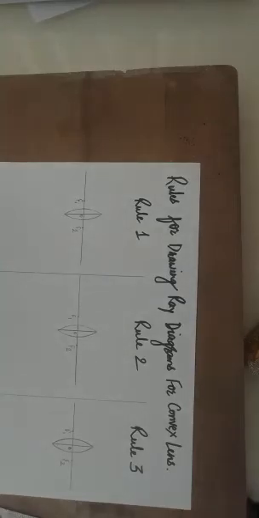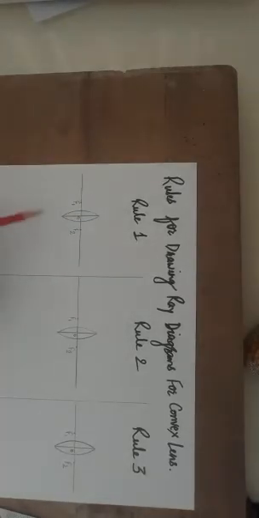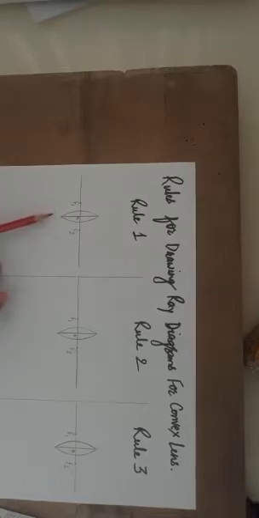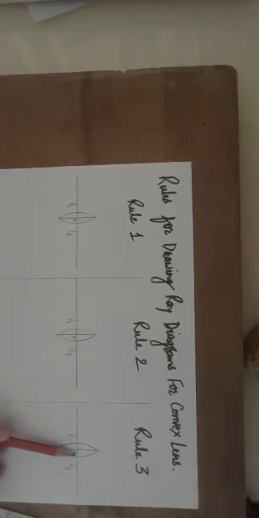In this video, we are going to study the three rules that are used for making the ray diagrams for convex lenses. So here I have just drawn the convex lens. Principal axis I have shown. The two focuses have been shown and the optical center. So I have done it for all the three rules. This much I have kept ready.